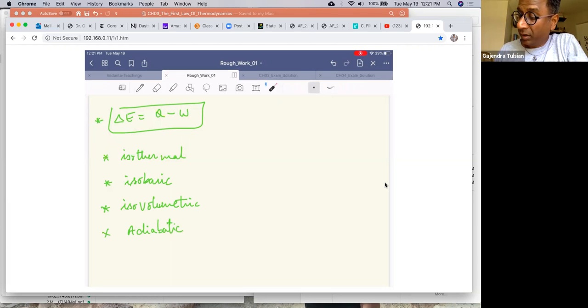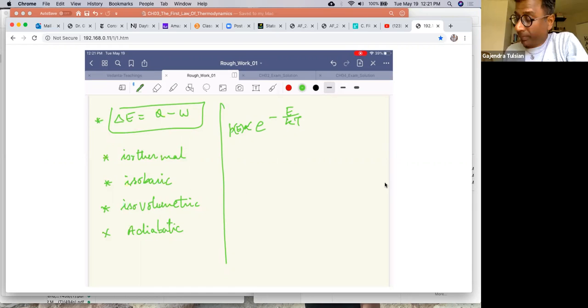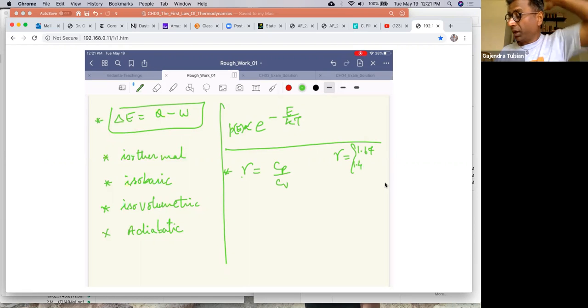Then we saw that the probability of an energy level being occupied is proportional to that. That's the Boltzmann distribution law. We also saw that in an isovolumetric process, we also define gamma, the ratio of specific heats. You saw that gamma is 1.67 for a monoatomic gas, 1.4 for diatomic gases and 1.3 for polyatomic gases. This is at normal temperatures, room temperatures.